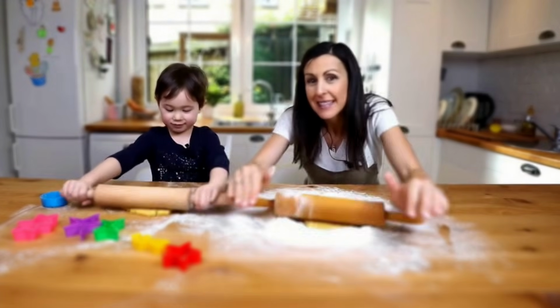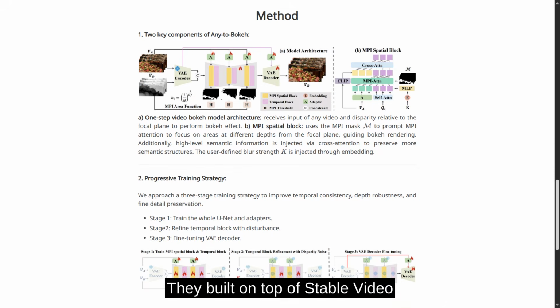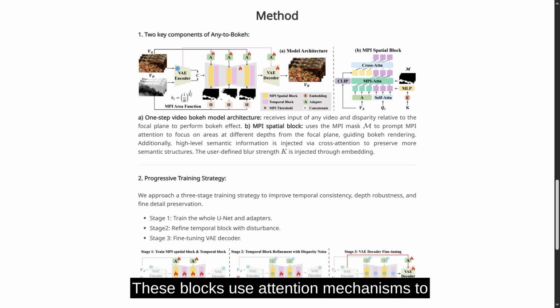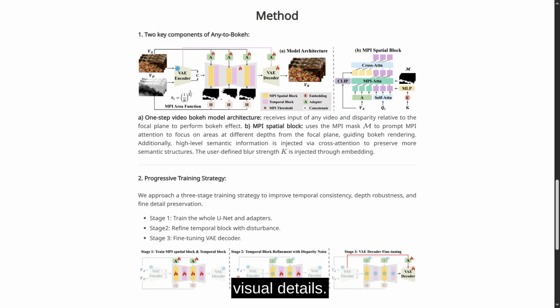So how does it work? They built on top of Stable Video Diffusion, adding custom MPI special blocks. These blocks use an attention mechanism to process different depth regions separately. Cross-attention helps preserve important visual details.